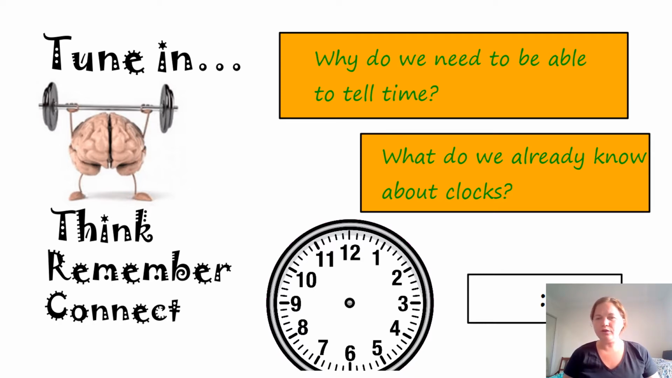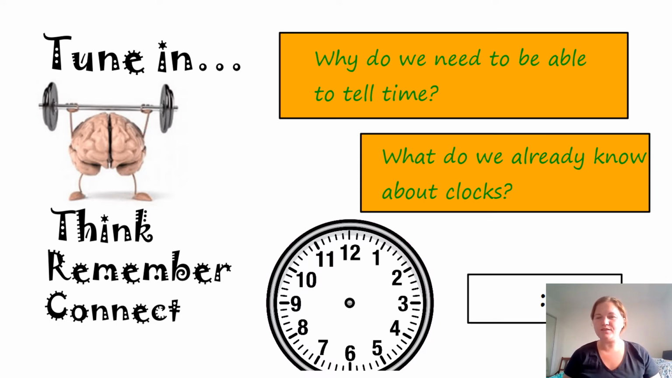We know that you can tell time on two different sorts of clocks. You can tell times on an analog clock, which has two hands. We know on an analog clock it has a long hand, which is the minute hand, and we sing our little song. When the minute hand's on the 12, we know it's o'clock.